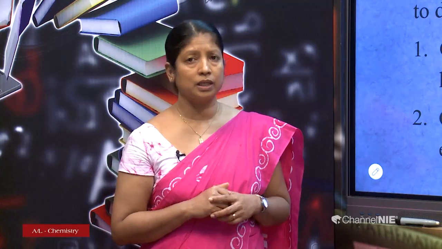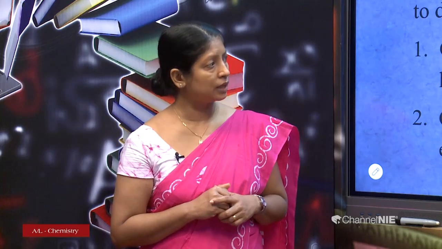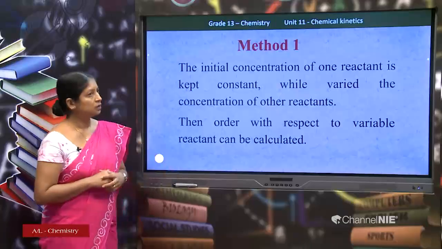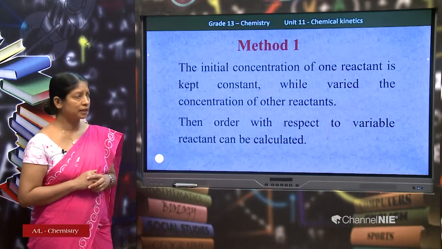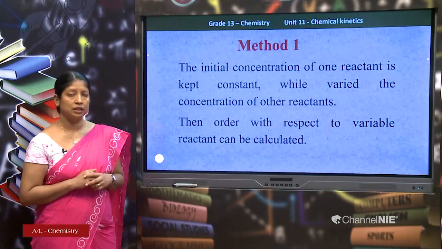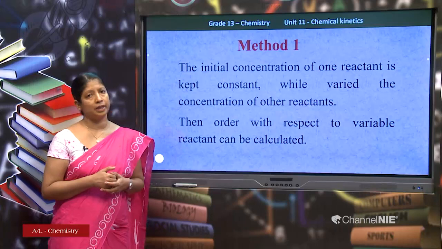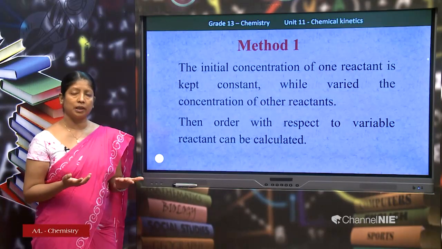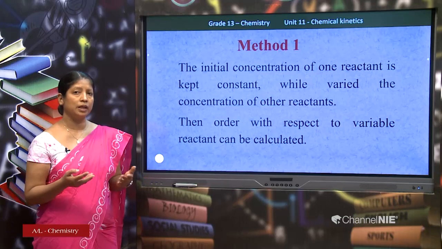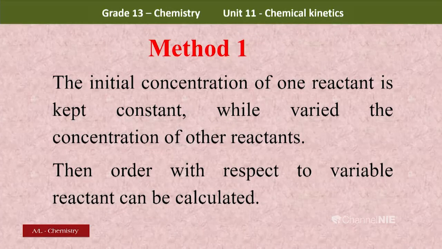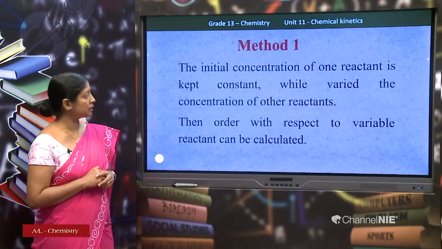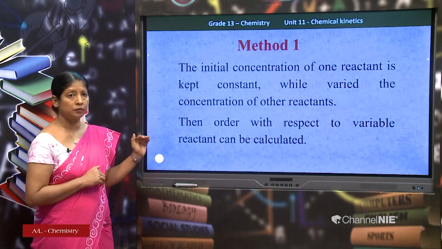Let us see more details about these two methods considering some examples. The first method, as we already came to know, is applicable when you have several reactants. When we have several reactants, sometimes the rate of the reaction may depend on all these reactants, or sometimes the rate of the reaction may depend on only one or two reactants. In such a case, to find out the exact relationship between the rate of the reaction and the concentration of these reactants, we use this method.